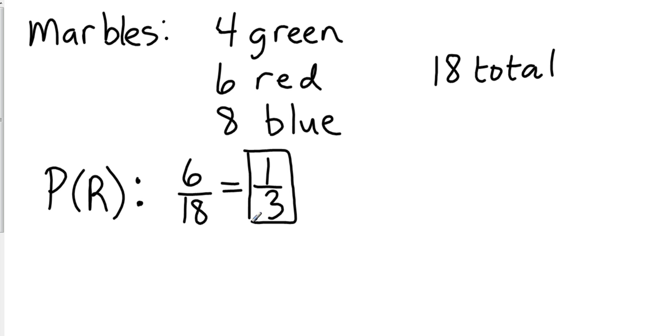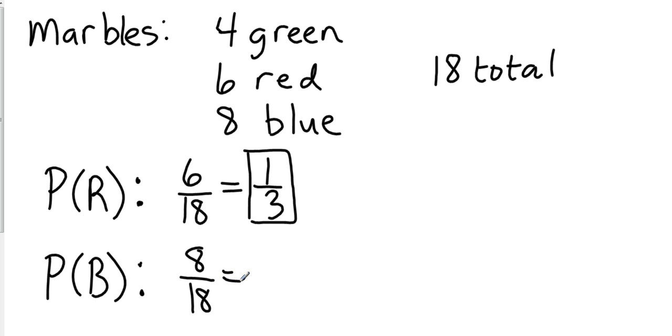Let's do another one. What's the probability of pulling out a blue? Okay, my denominator is still 18. But in this case, there are 8 blues. So now I reduce that. Find a number that goes into 8 and 18. So I think my number is going to be 2, and that's going to give me 4/9. Okay? So that's single event probability.